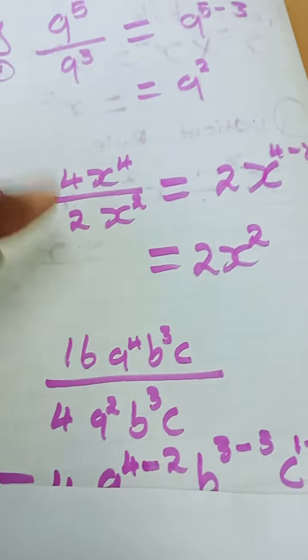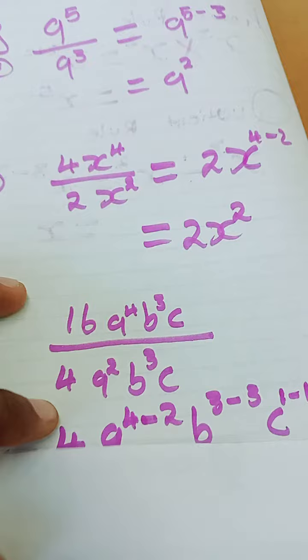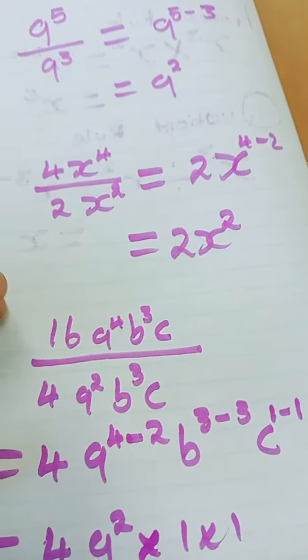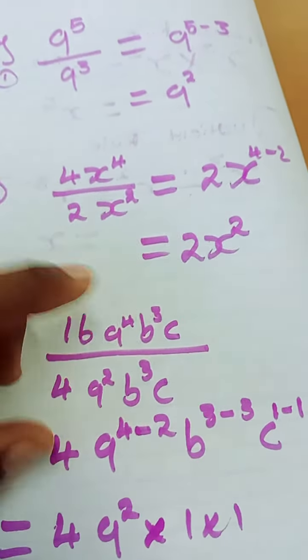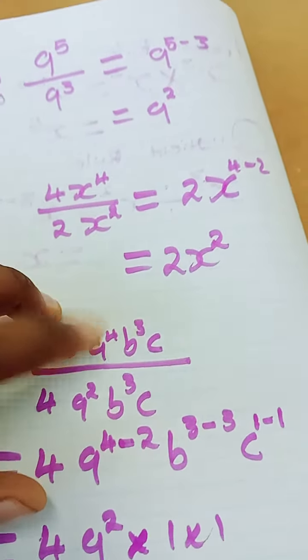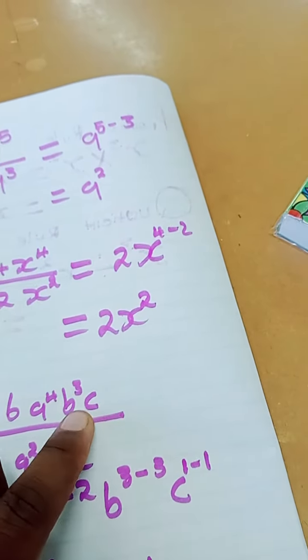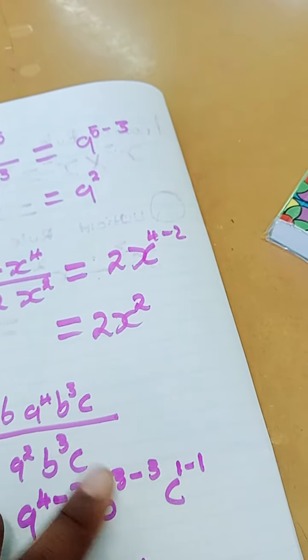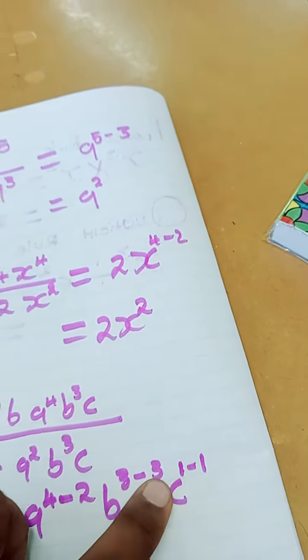All right, so we have 16 being divided by 4. How many times does 4 go into 16? It's 4 times. Then we have a to the fourth divided by a squared. So we are going to say a to the fourth minus 2, because we have this 2 here. And then we have b to the third and b to the third. So it's b to the third minus 3, because it's 3 and 3.